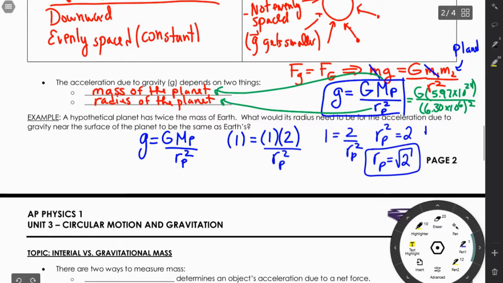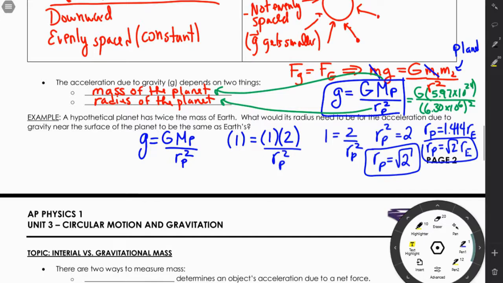So if it gives you actual numerical values, it would be 1.414 RE, or if it does keep it as the square root, it'd be root 2 RE. So these would be your answers. So how much bigger would the planet have to be? It would have to be root 2 or 1.414 times bigger than the Earth. Again, using the factors of change. The factors of change method is very effective when you're using this type of formula.